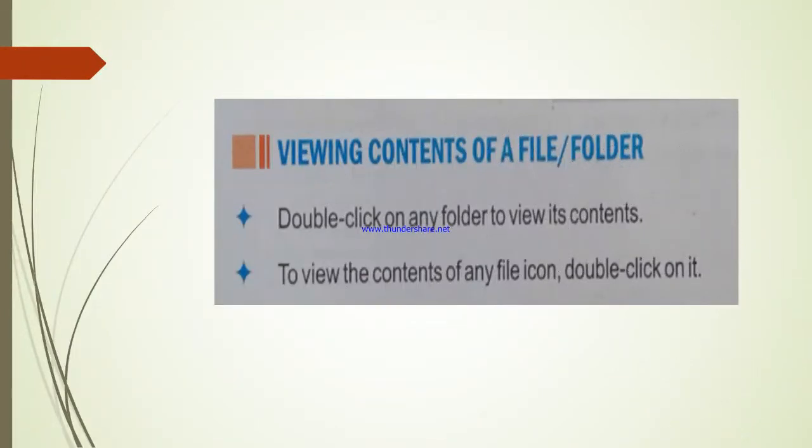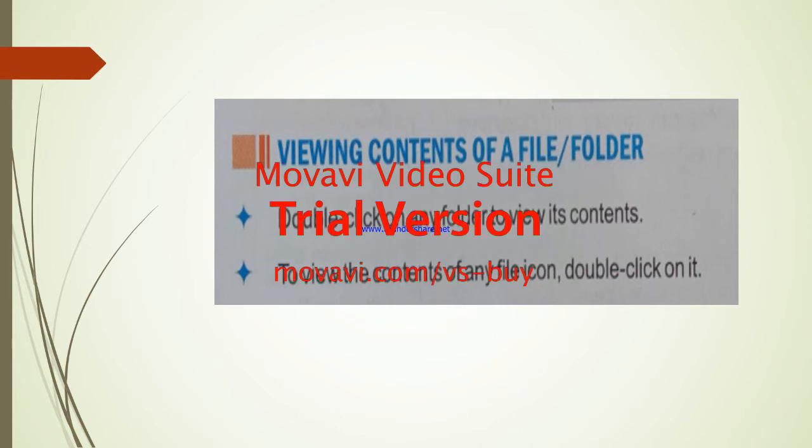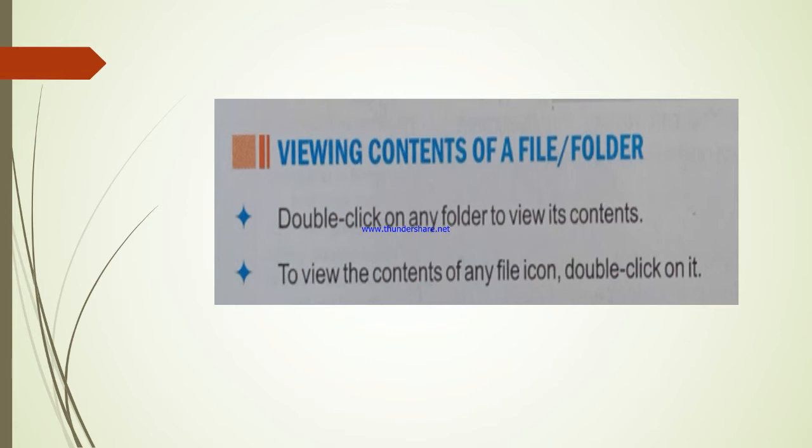Next, viewing the content of a file or a folder. Double click on any folder to view its contents. To view the contents of any file icon, double click on it. So, what work you have done, if you want to see or check, you need to click on that particular file or folder.